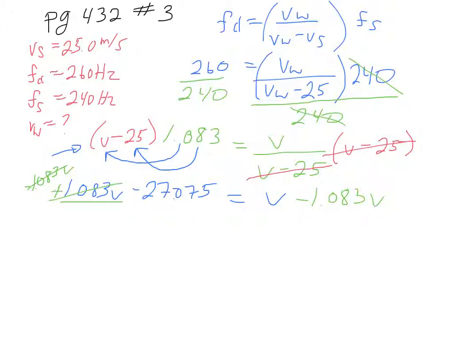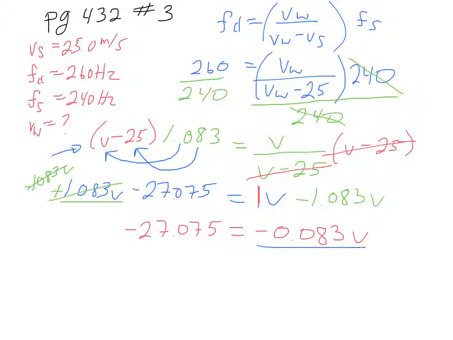So now on the left-hand side, I still have my negative 27.075, and on my right-hand side, the first variable here is just a 1. So I have 1V minus 1.083 V, so I'm going to do 1 minus 1.083, and that is going to get me an answer of negative 0.083 V is equal to negative 27.075.